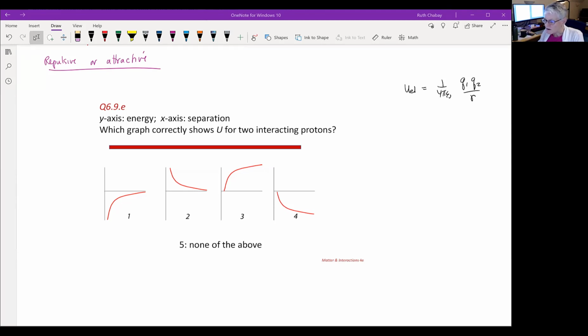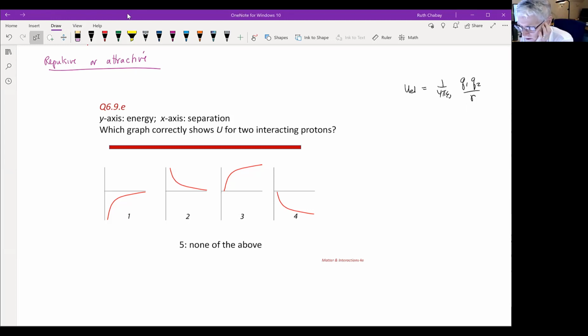So the majority said graph 2. We had some votes for everything. And the majority is, in fact, correct. It is graph 2. So let's see why it's graph 2.